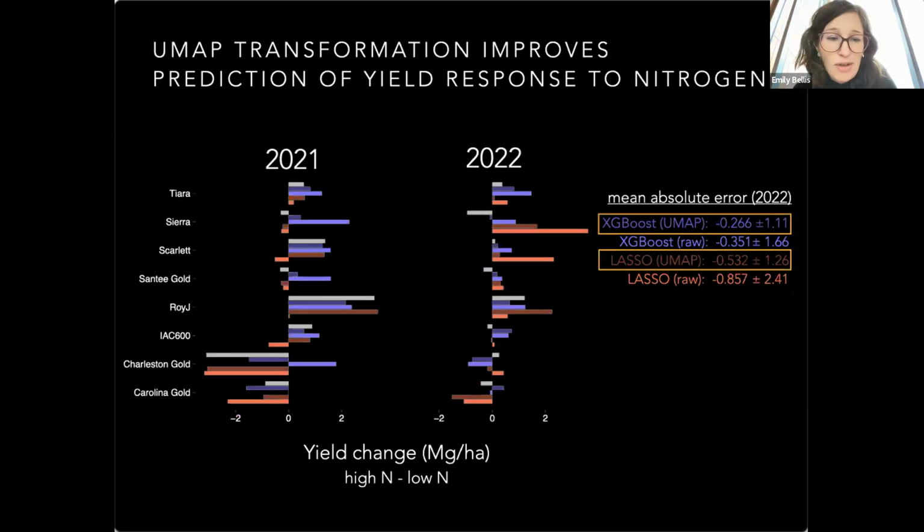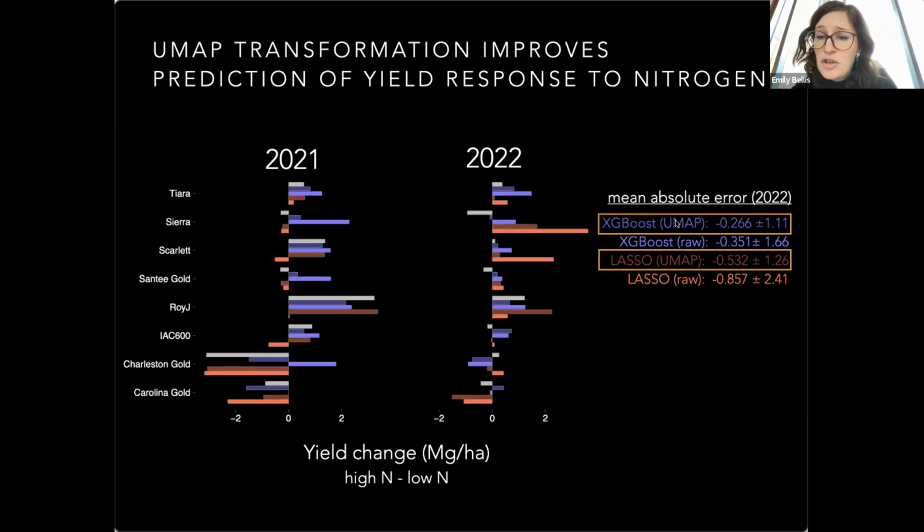The last thing I want to show you is this figure, which is a bit busy, but the main takeaway is that when we carry out these UMAP transformations and then try to predict something like yield from coordinates in this latent space, we actually have better predictive accuracy than we do if we just use the raw vegetation index features. So I've just got in purple, this is the results for a couple XGBoost models.